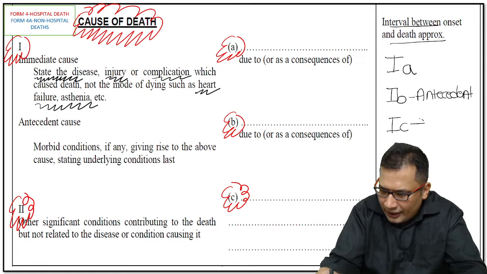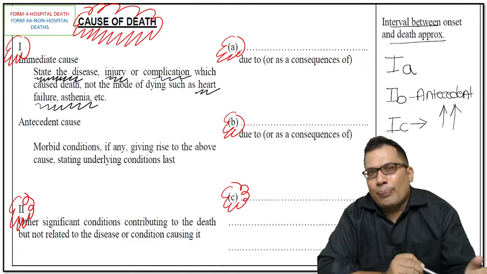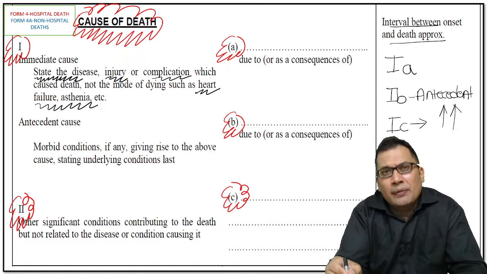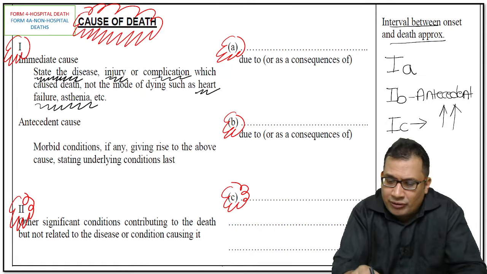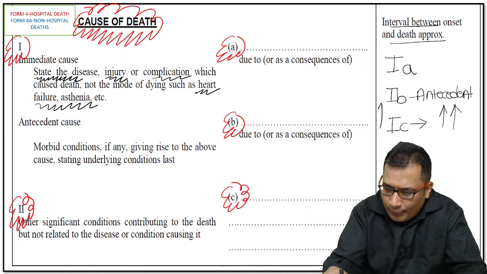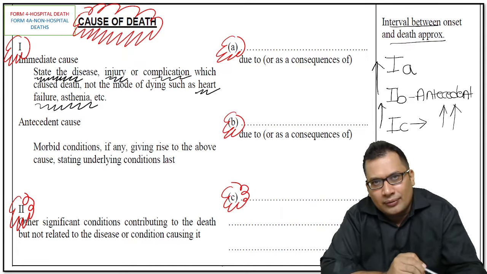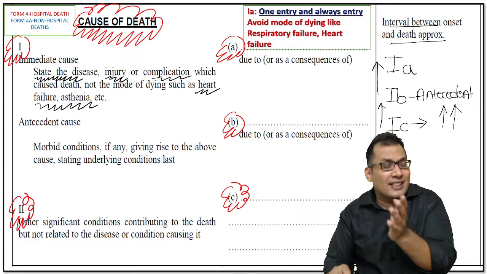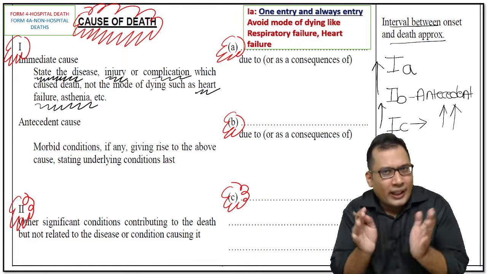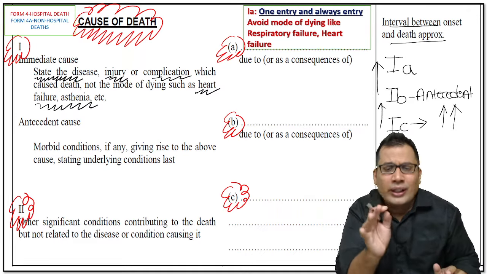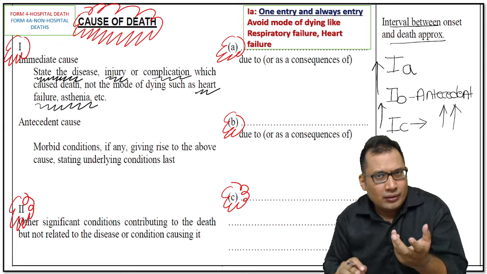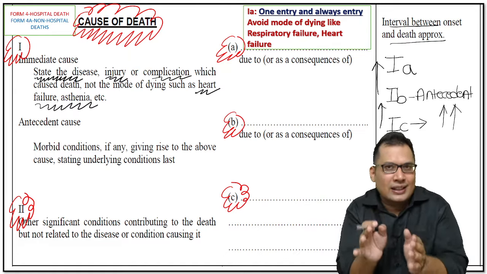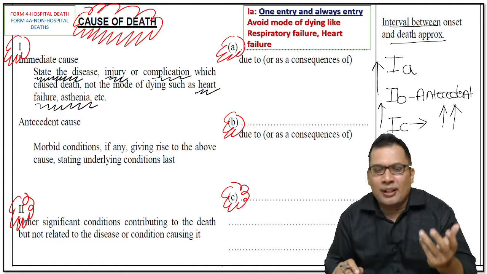1C is the main cause or main underlying cause that leads to 1B. You can see here, 1A due to consequence of 1B, 1B due to consequence of 1C. That means 1C leads to 1B and 1B leads to 1A. Let's discuss some more points here. 1A is the immediate cause. It is one entry. Always you should mention one disease or one injury in that. So you must enter at least one injury or disease in 1A. Avoid mode of dying like respiratory failure, heart failure.